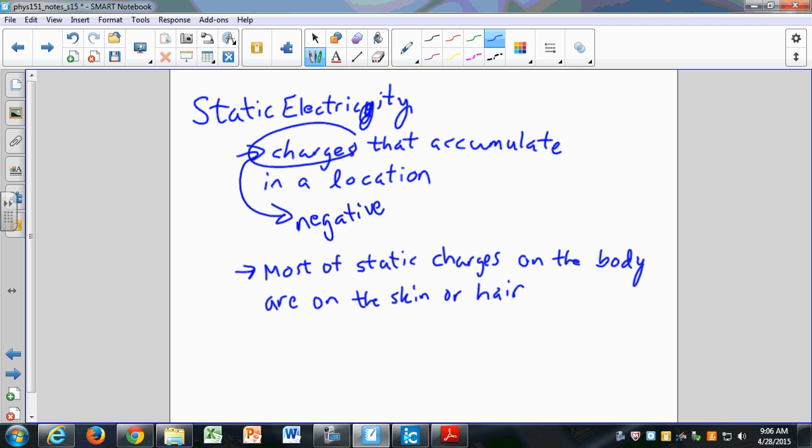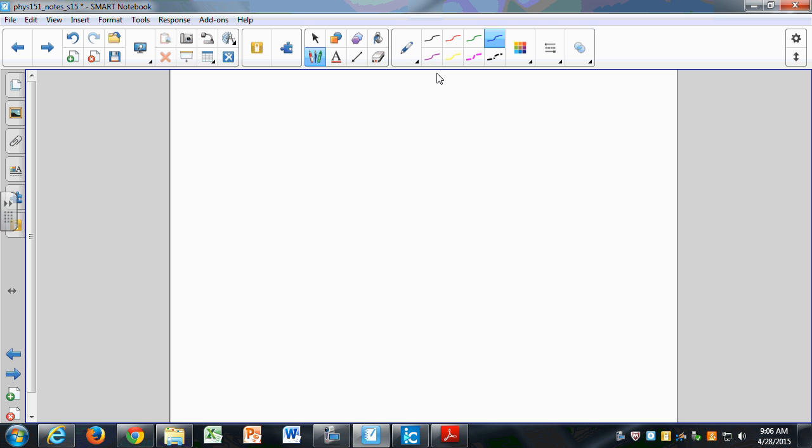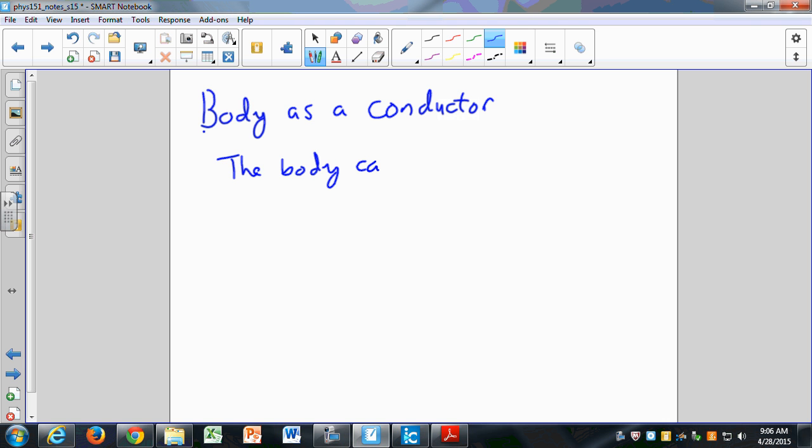Now, the body is a conductor, and we'll see some applications of that. It conducts electricity differently depending upon what part of the body you're looking at. So the body can conduct electricity. Well, there are 3 things that affect how it conducts electricity. First of all, what's the property of the body itself that affects how it conducts electricity?